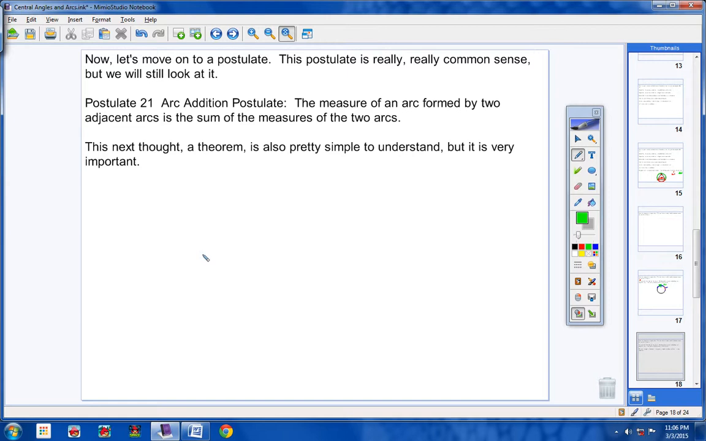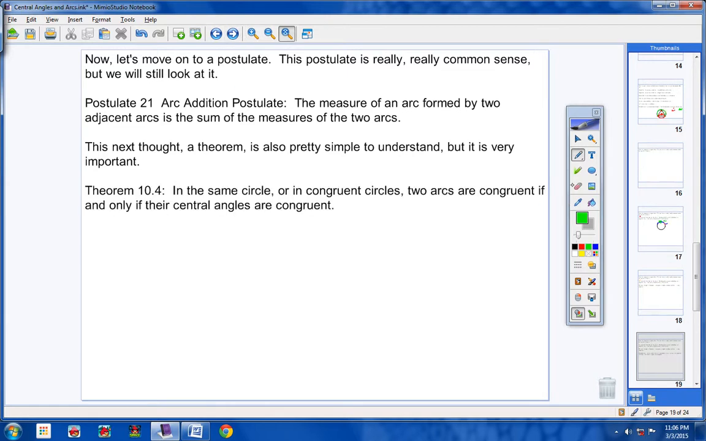Now, this next theorem is also pretty simple to understand, but it's very, very important. So I'm going to spend a lot of time on this theorem, okay? So understand that, and please take good notes. Go ahead and copy this theorem down. In the same circle, or in congruent circles. Now here it is, are you ready? Two arcs are congruent if and only if their central angles are congruent. Now I want to talk about this quite a bit, so I'm going to pause, go ahead and write this down, and I'm going to talk about it in just a minute.